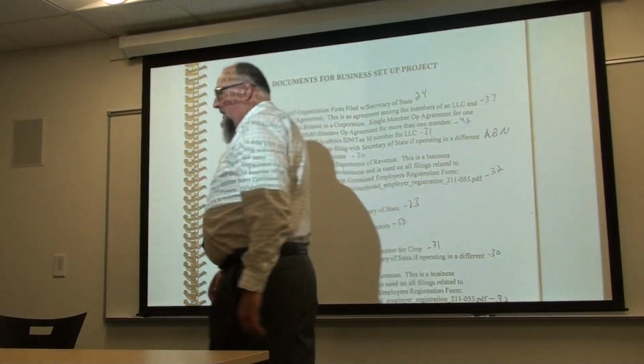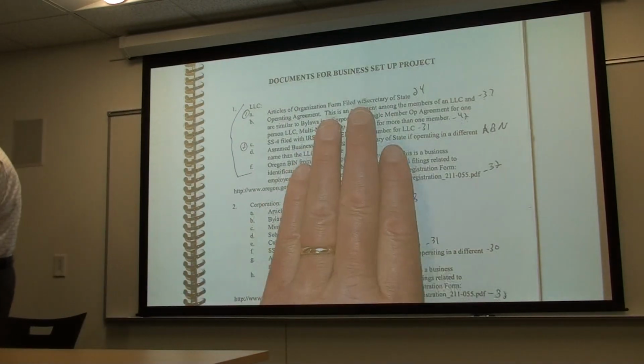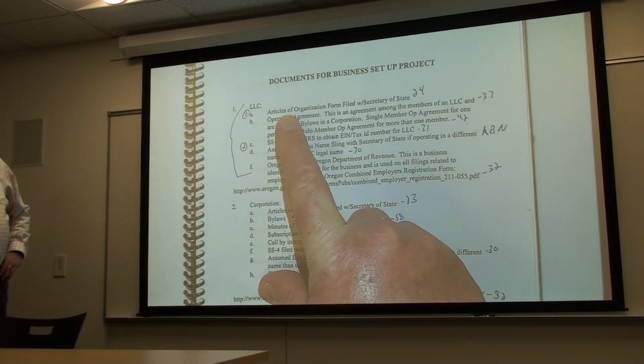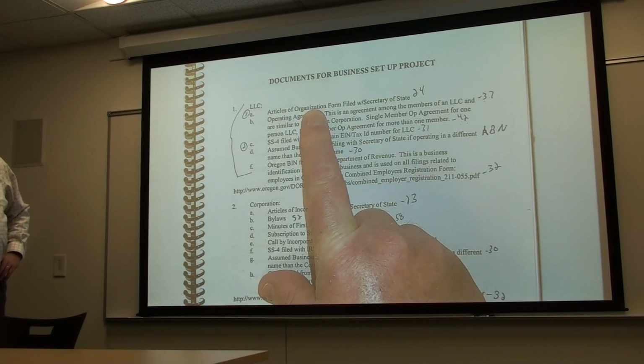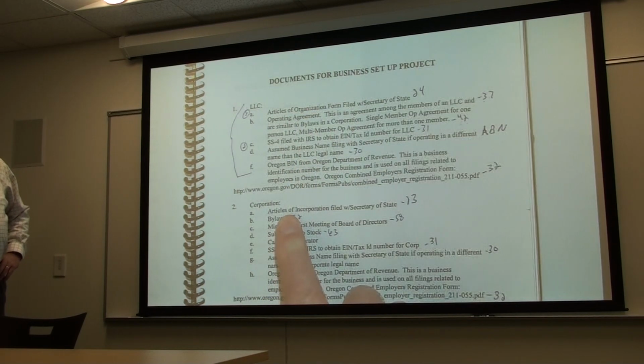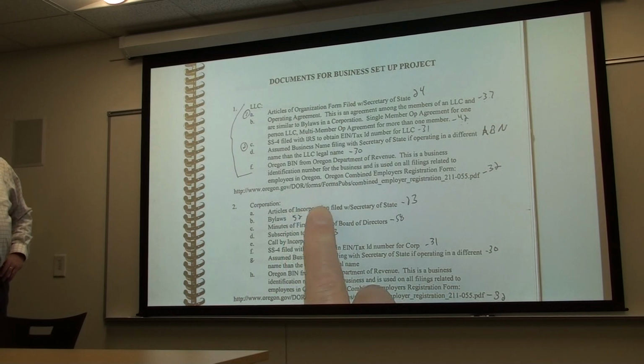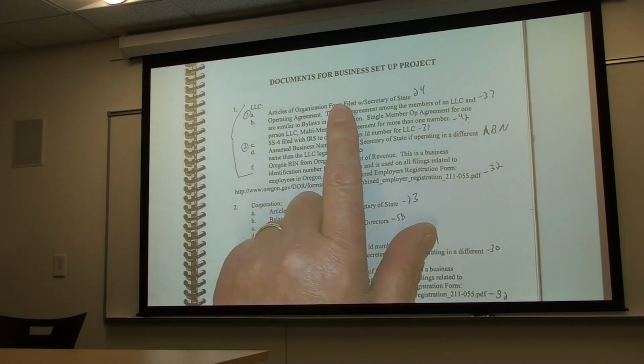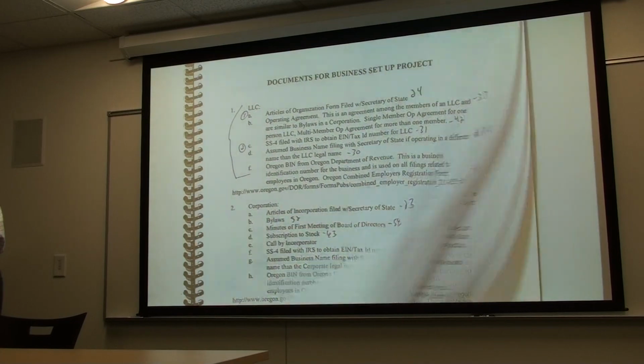Okay. So Oregon Secretary of State, for an LLC, the form is called Articles of Organization. And then for a corporation, it's called Articles of Incorporation. And they look kind of the same. So the LLC form is on page 24.